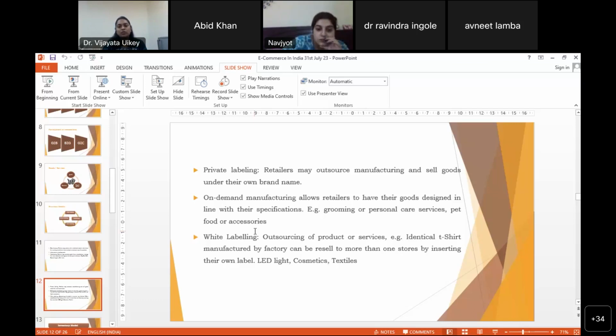Then white labeling, the outsourcing of the product or services. For example, as I have given here, identical t-shirts manufactured by the factory, the same color t-shirt, can be resold to more than one store. By inserting their own label, they can resell it with their own label on it. That is called white labeling.